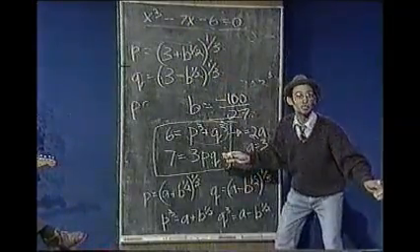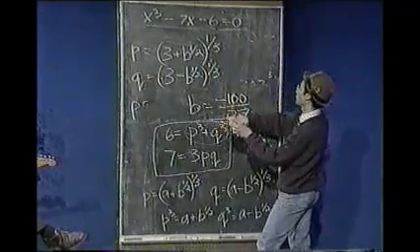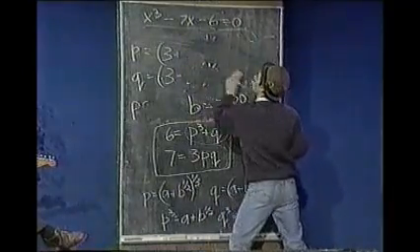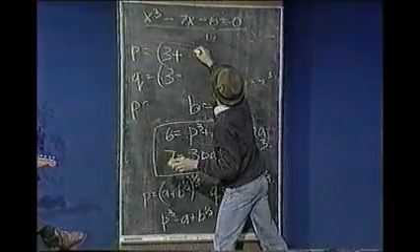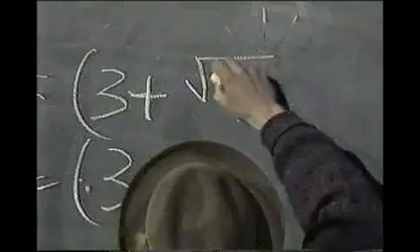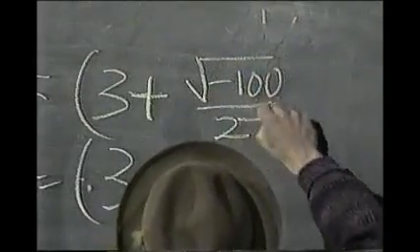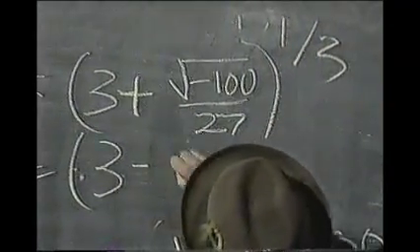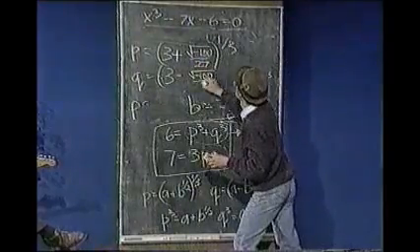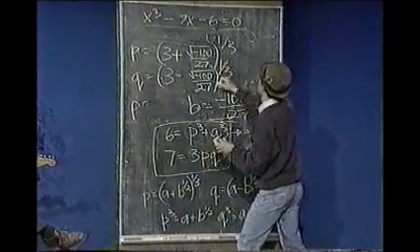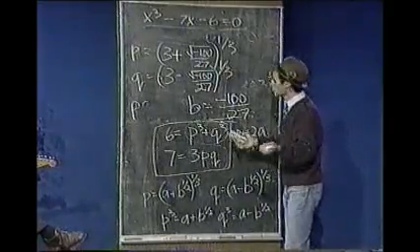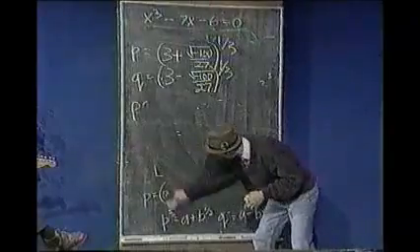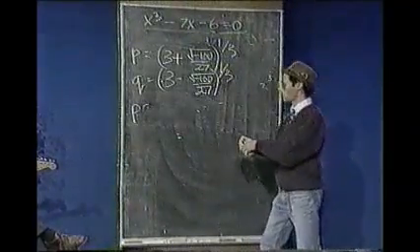Okay, now I've got my p's and q's, and I'm going to write them out. I'm going to substitute the value for b in here, and write it out the long way. P equals 3 plus the square root of minus 100 over 27 to the 1/3, and Q equals 3 minus the square root of minus 100 over 27 to the 1/3. You want the 27 in the root? Okay, fine, I'm going to simplify it one more time.